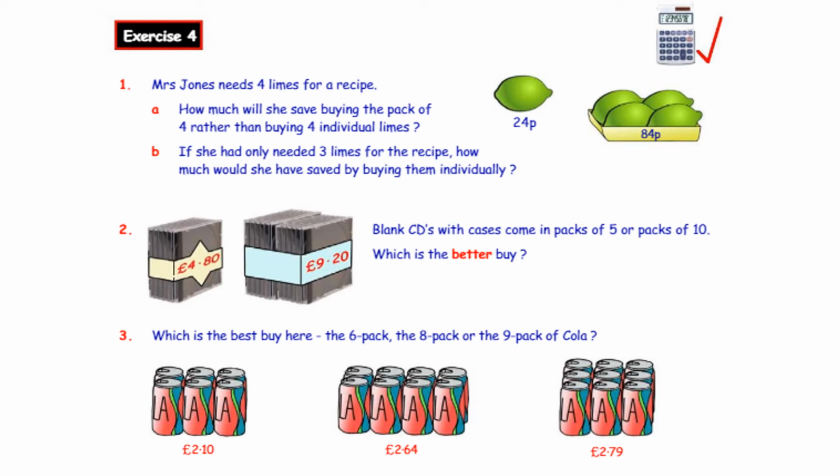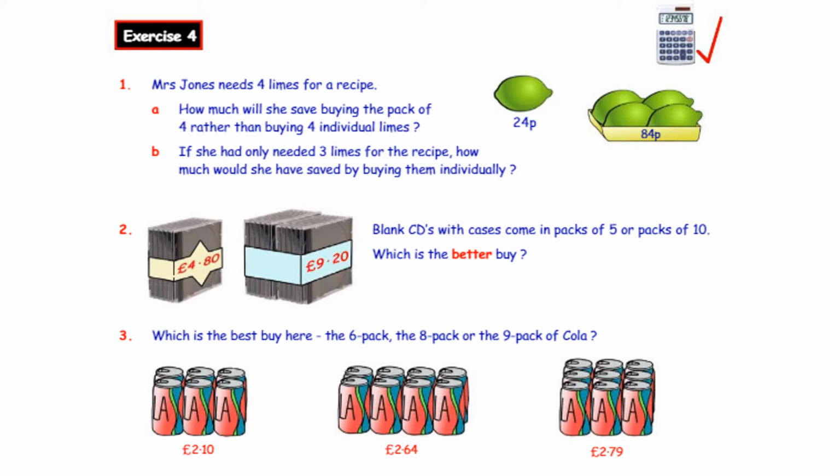Part B, if she had only needed 3 limes for the recipe, how much would she have saved by buying them individually? So the point here is she needs 4. It's cheaper to buy the pack of 4. If she only needed 3, it's cheaper to buy them individually. But it's by how much. So how much is she saving if she buys the pack of 4, and how much is she saving for part B if she only buys 3 individuals? Because remember, if you buy the pack of 4, you have to pay for all 4, even if you don't need all 4.